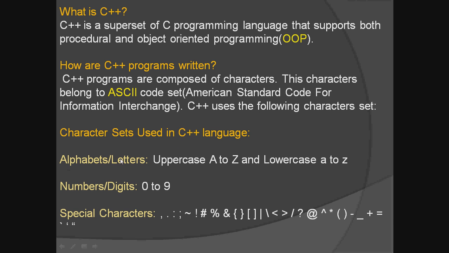So we use alphabets or letters, which is uppercase A to Z and then lowercase a to z. And then we use numbers or digits 0 to 9. Based on 0 to 9 we can form all the numbers, and we use all of the special characters which you find on the keyboard, each has a name. These are punctuators through which we can perform different types of operations on the C++ programs.